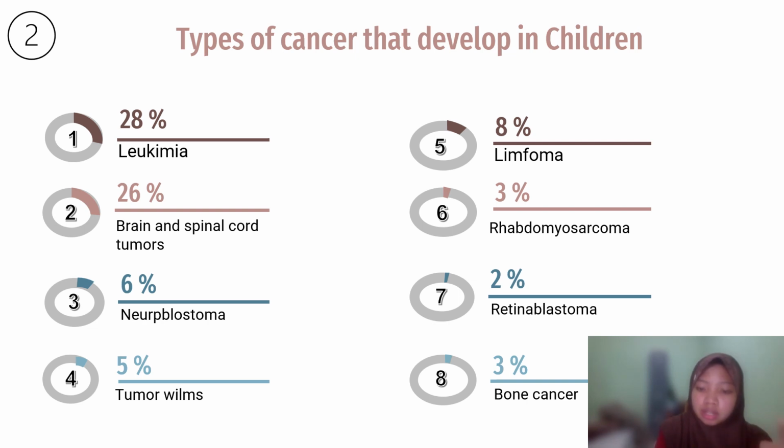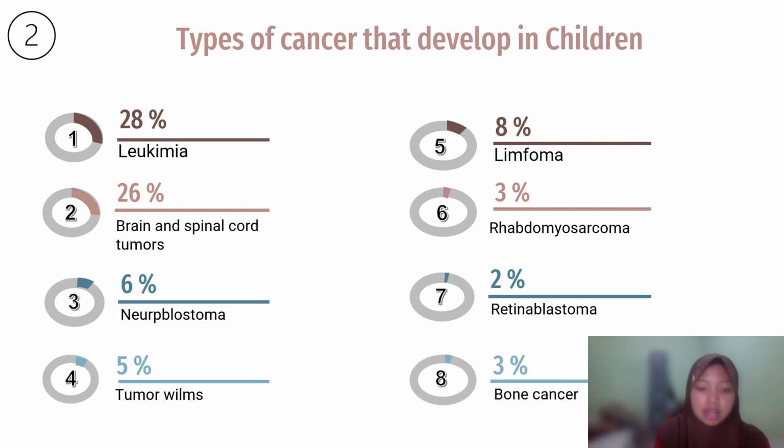Normally, when you shine a light in a child's eye or take a flash picture, the pupil, the dark spot in the center of the eye, looks red because of the blood vessels in the back of the eye. In an eye with retinoblastoma, the pupil often looks white or pink.